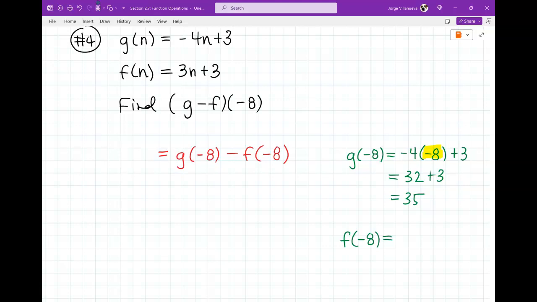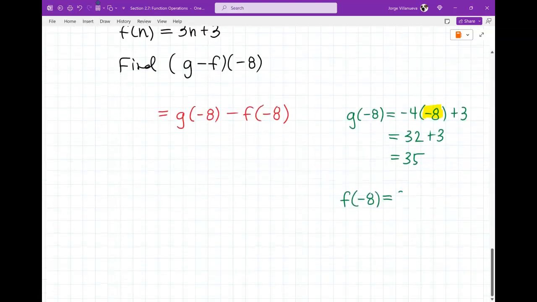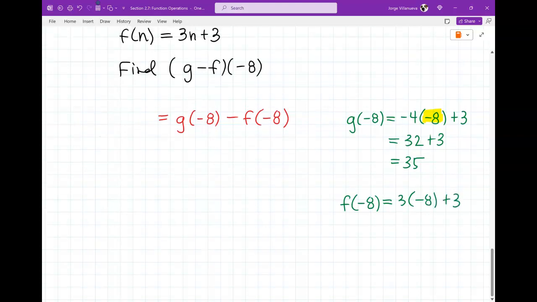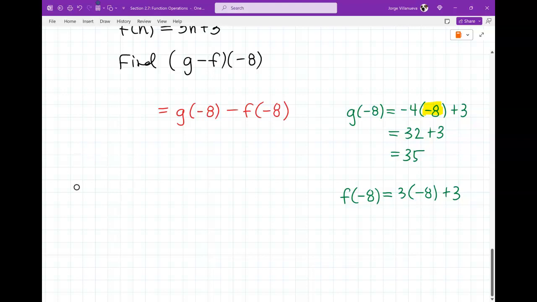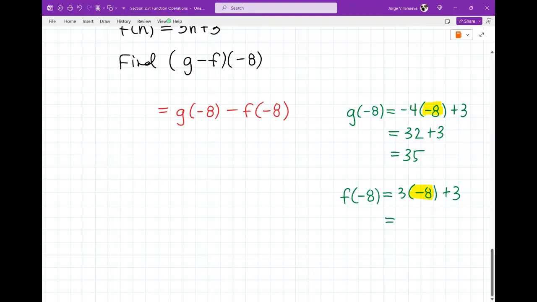Okay? Now, let's find f of negative 8. f of n is 3n plus 3, but I've got to plug in a negative 8 where the n value is. So 3 times negative 8 plus 3. Remember, this is where I plugged in the number, right where the n is supposed to be. So 3 times negative 8 is negative 24 plus 3, what is that? All right, negative 21, thank you.